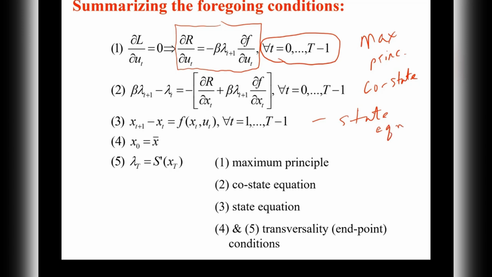Once we've rearranged everything, then you see that these are the general forms. And these last two equations, as I noted before, are the transversality or endpoint conditions. The first equation, number 4, is the initial condition, and the final equation is your endpoint condition.